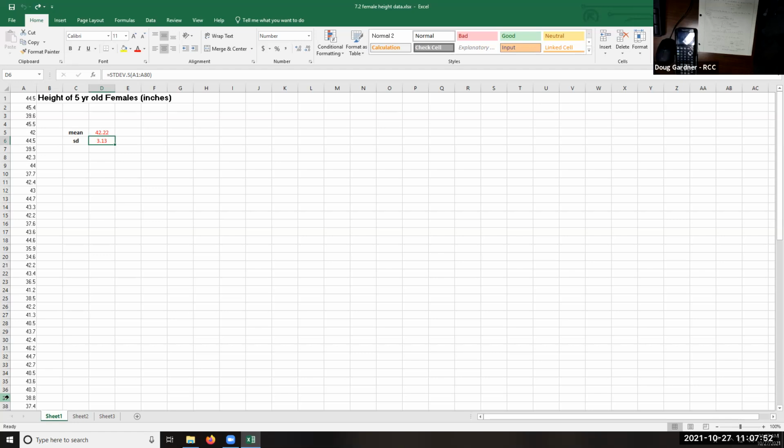What does it mean to be in the 5th percentile? The doctor says your child is in the 5th percentile. Based on this picture, what does that mean? Exactly. It means they are taller than 5% of the people, and 95% of the people are taller than them.